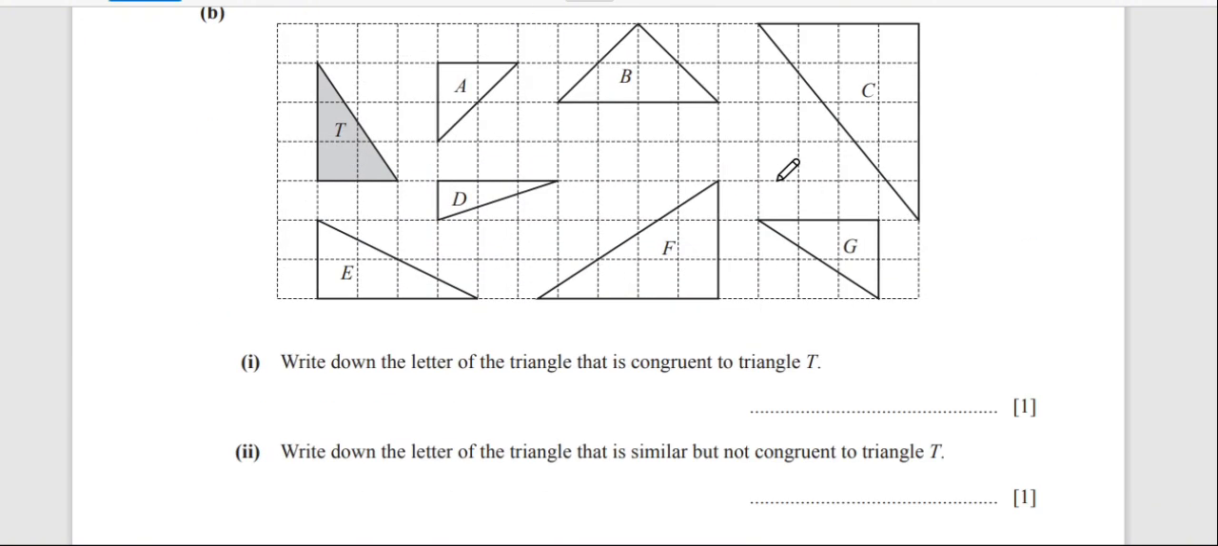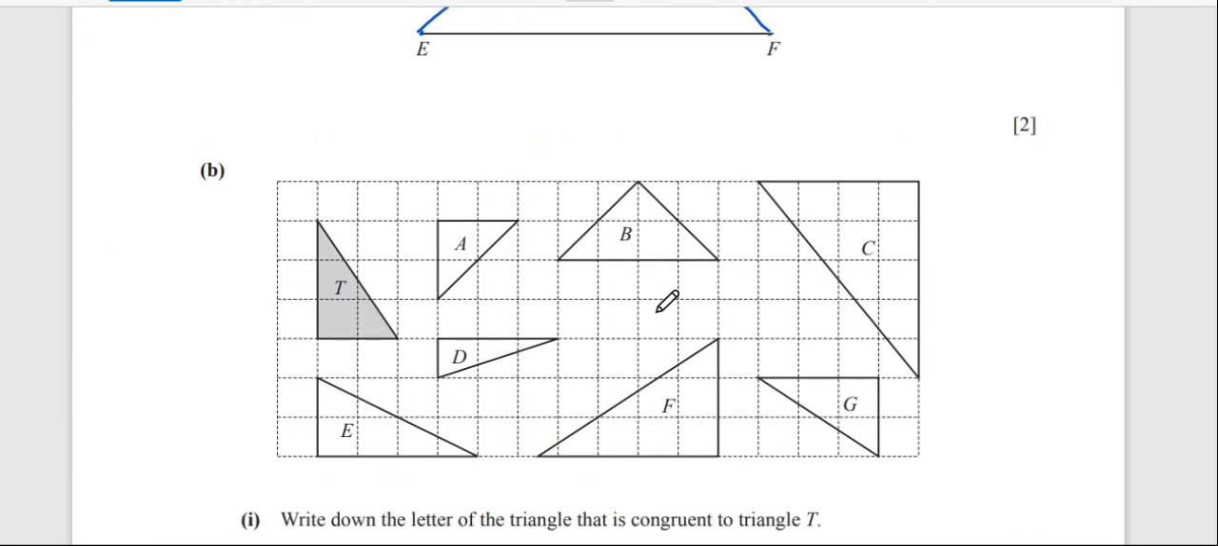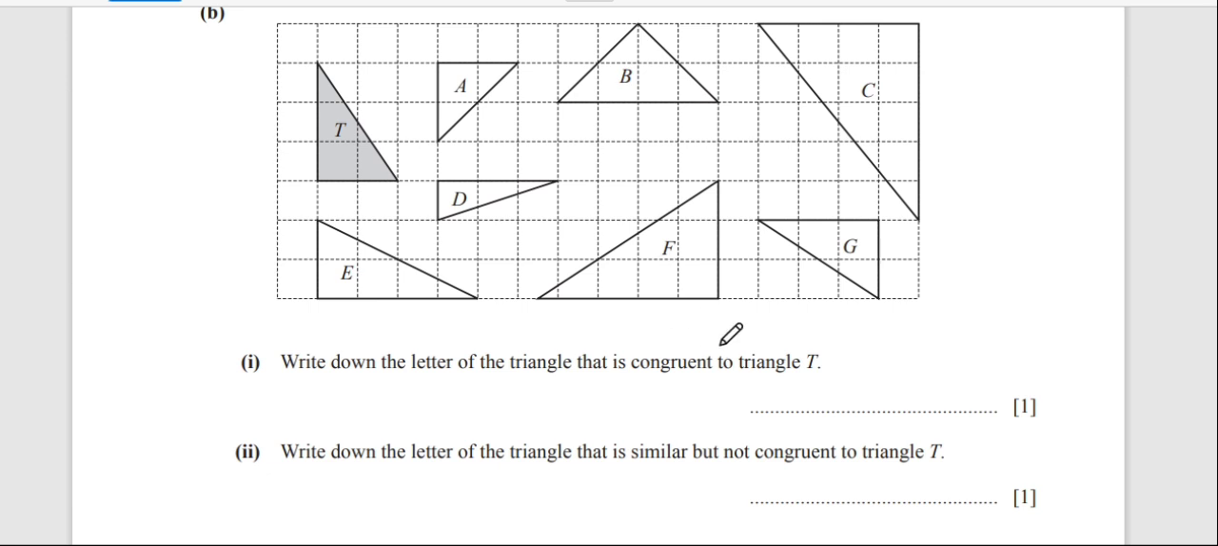Now moving to the next question, they have a lot of transformation here. They ask us to write down the letter of the triangle that is congruent to triangle T. Now, congruency in shapes means the same, but they are not placed in the same way. So we look at the triangle given to us. It has side, how many boxes? 1, 2, 3. Then base 1, 2. So we're expecting to also have 3 by 2. So we look for 3 by 2. This one is 2 by 4. This one is 1 by 3. This one is 2 by 2. This is not a right angle triangle, and as you can see, our shape is a right angle triangle.